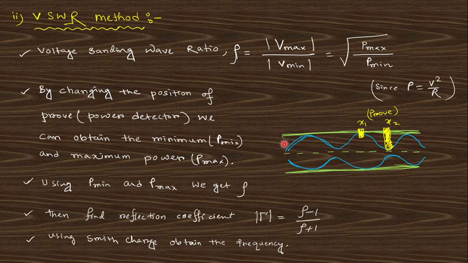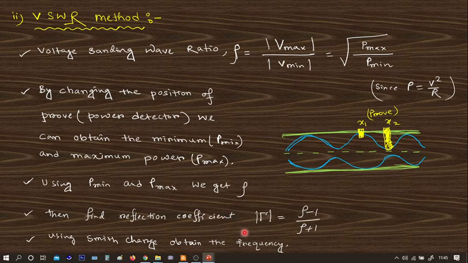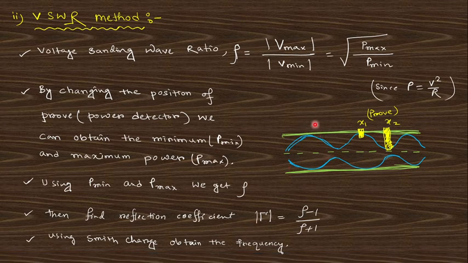So this is a waveguide, and the waves within this waveguide are standing waves. Within the waveguide, the microwave will be a standing wave, because the forward wave and the reflected wave are incident at the same position at a time, and then they produce the standing wave. So within the standing wave, you can find the maximum power and the minimum power. Then we get the value of rho using this formula, and after that you will get the reflection coefficient.